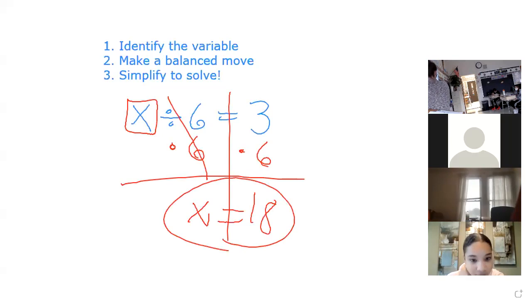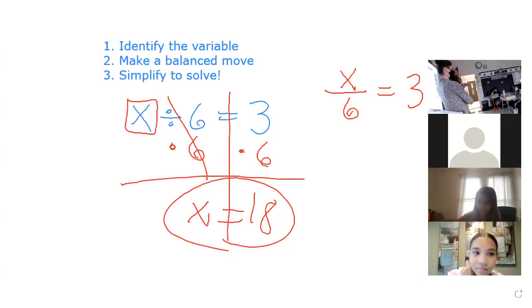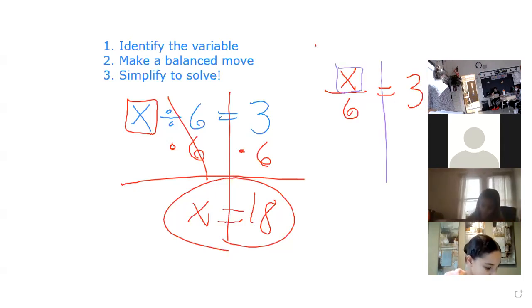I could see it that way, but I might also see it like this. And a fraction represents division, right? So it's okay if you see it written like this, you still apply the same process. You still identify the variable. You still go, aha, that's division. How do I get rid of it? Multiplication.